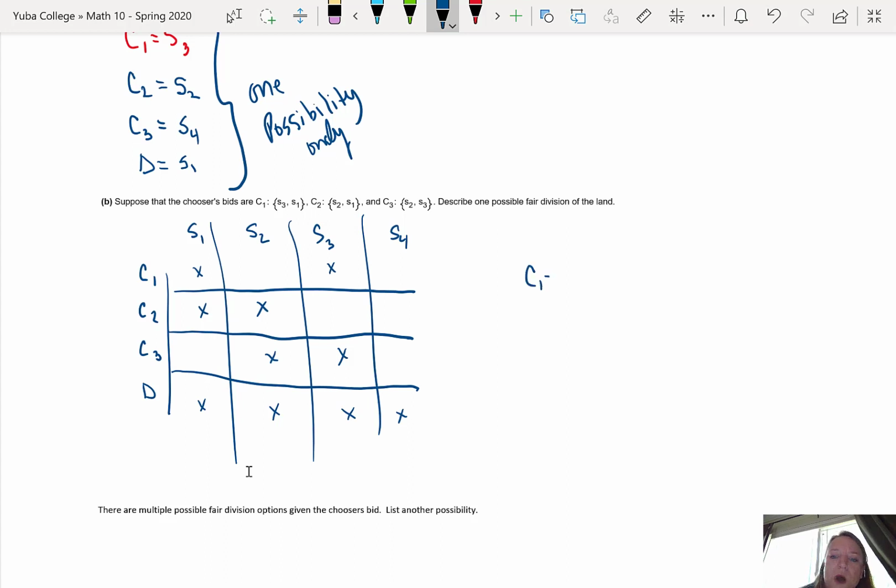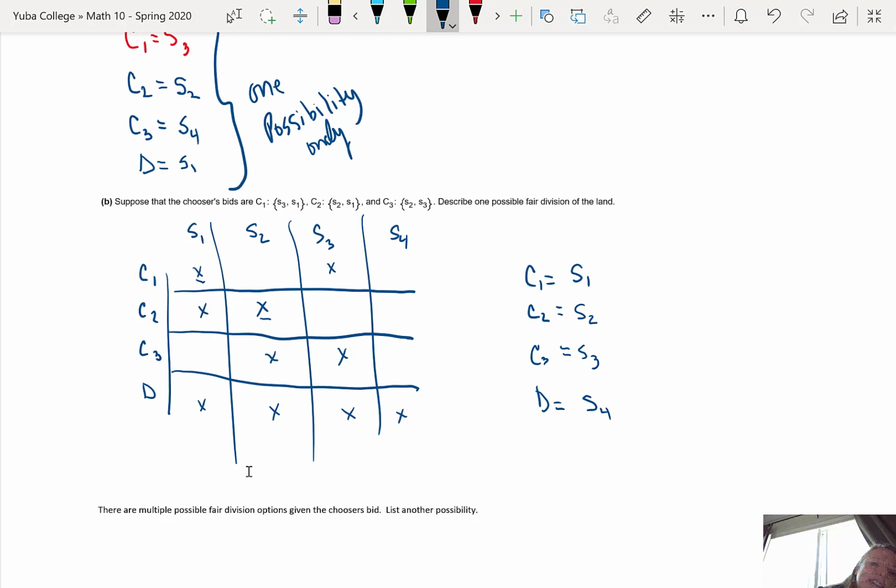Okay, so let's give chooser 1 S sub 1. If I give chooser 1 S sub 1, then I could give chooser 2, well, they can't have S sub 1, it's already gone. And so we can give them S sub 2. That's the only other one that they would like. Then chooser 3, well, S sub 2 is gone, and the only other one they like is S sub 3. So that would mean the divider would get S sub 4.